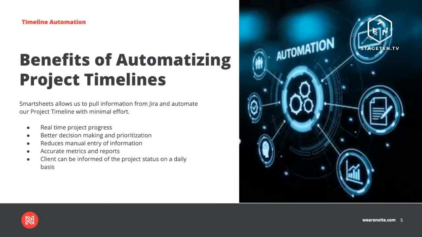So I'm going to go over a few benefits of automating project timelines. Basically it allows you to have real-time project progress. It allows you to make better decisions and have better data to prioritize. It reduces the manual entry of information and therefore reduces mistakes. It also produces accurate metrics and reports, and it allows the client to be informed of the project status on a daily basis without much effort.